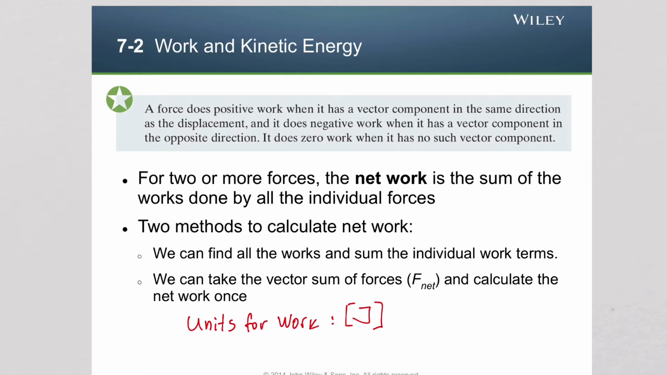For two or more forces, the net work is the sum of the work done by all the individual forces. And there are two methods to calculate the net work. We can find all the works done by individual forces and then sum them. Or we can take the vector sum of all forces and find the net force acting on the object and then calculate the net work only one time.